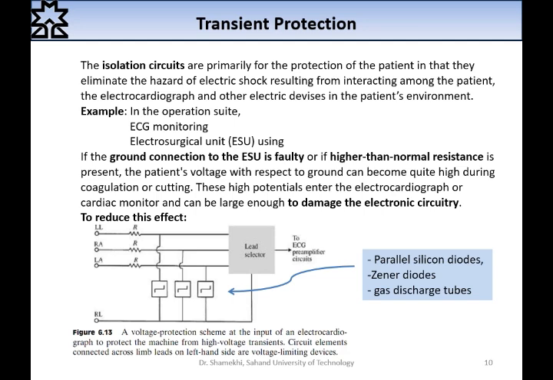voltage with respect to ground can become quite high during coagulation or cutting. This high potential enters the electrocardiograph or cardiac monitor and can be large enough to damage the electronic circuits. To reduce this effect, we use some parallel silicon diodes, Zener diodes, and gas discharge tubes, as you can see in this figure. And this is the protection for the transient high voltage.